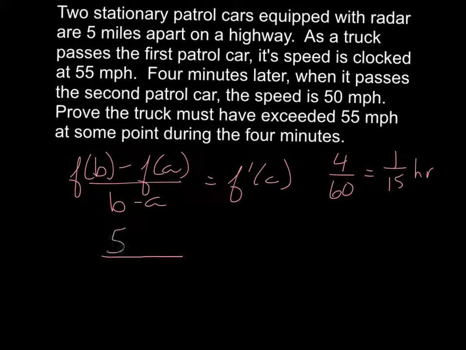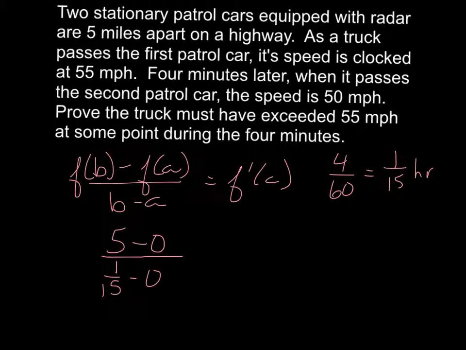5, because they clocked him. We'll let where they started clocking him, or where they caught him the first time, be 0. And then he went 5 miles. So the change in distance was 5. And the change in time is 4 minutes or 1/15 of an hour, since we're trying to figure miles per hour.